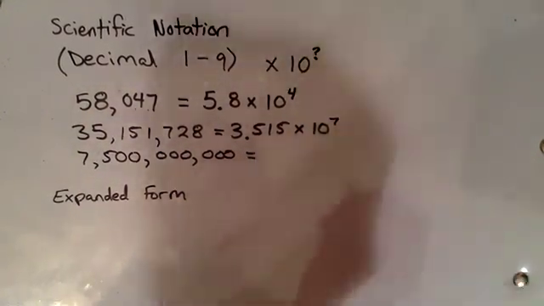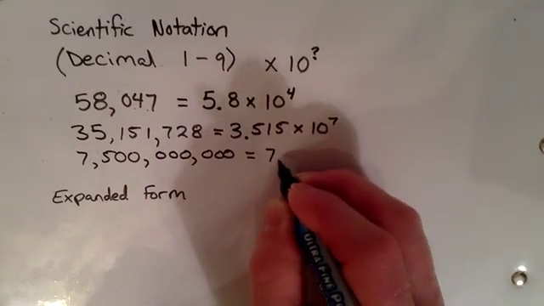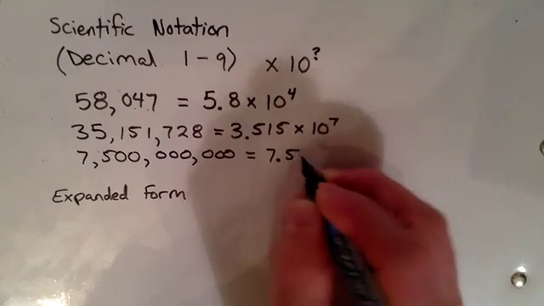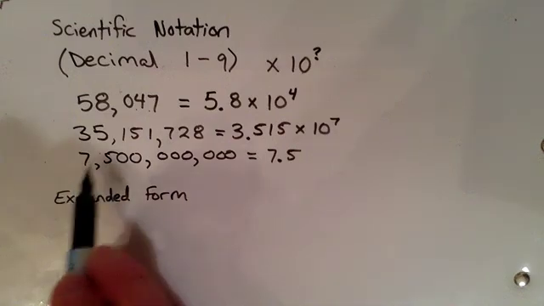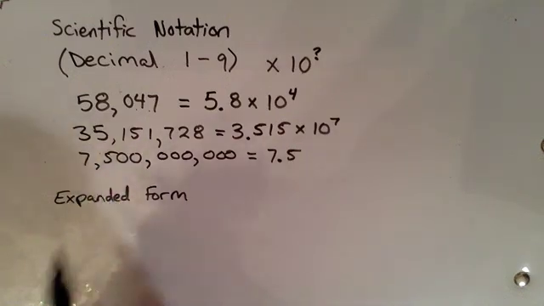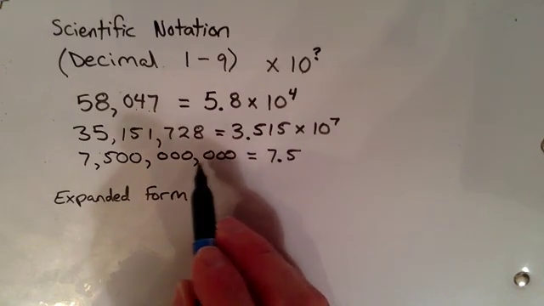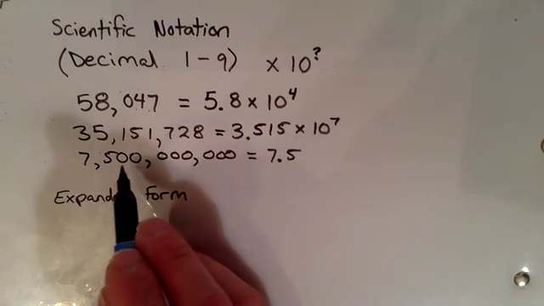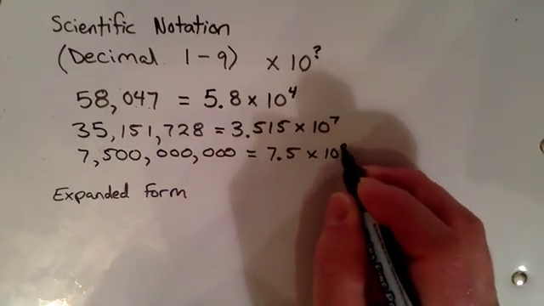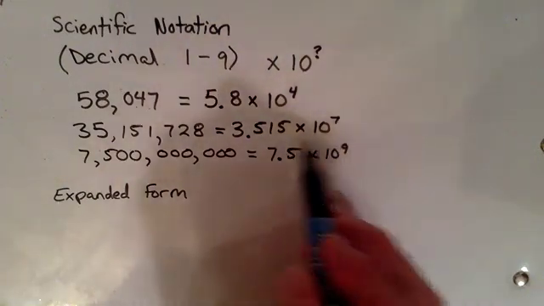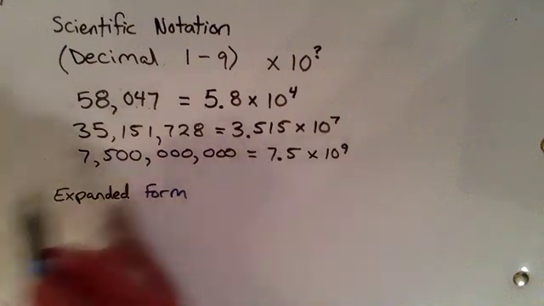So if we change that into scientific notation, then we'd have something that would look like 7.5, because I have my decimal number between 1 and 9, which is the number 7, and I put 0.5. And we're going to move that decimal 1, 2, 3, 4, 5, 6, 7, 8, 9 spaces. So times 10 to the 9. So now we've got this nice little number that's representing this quite large number here.